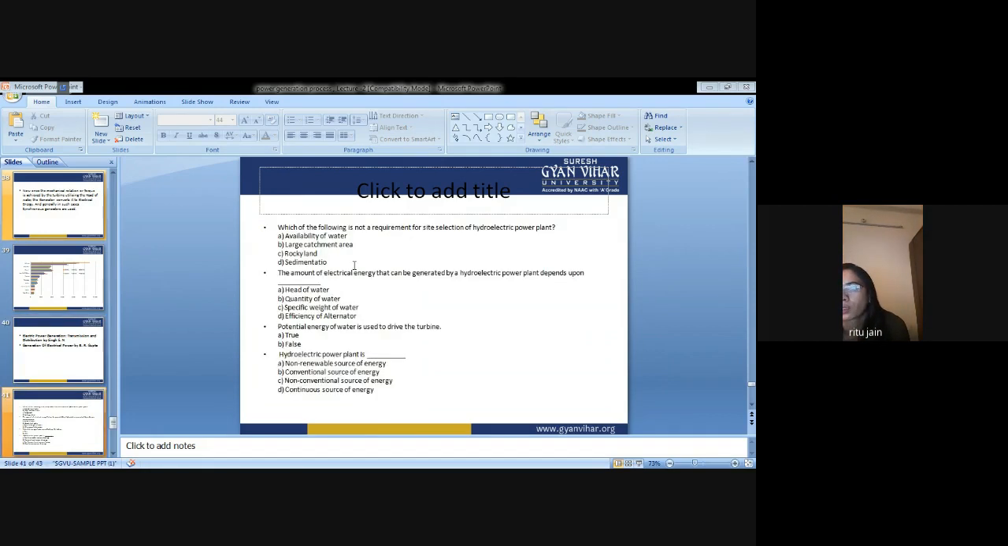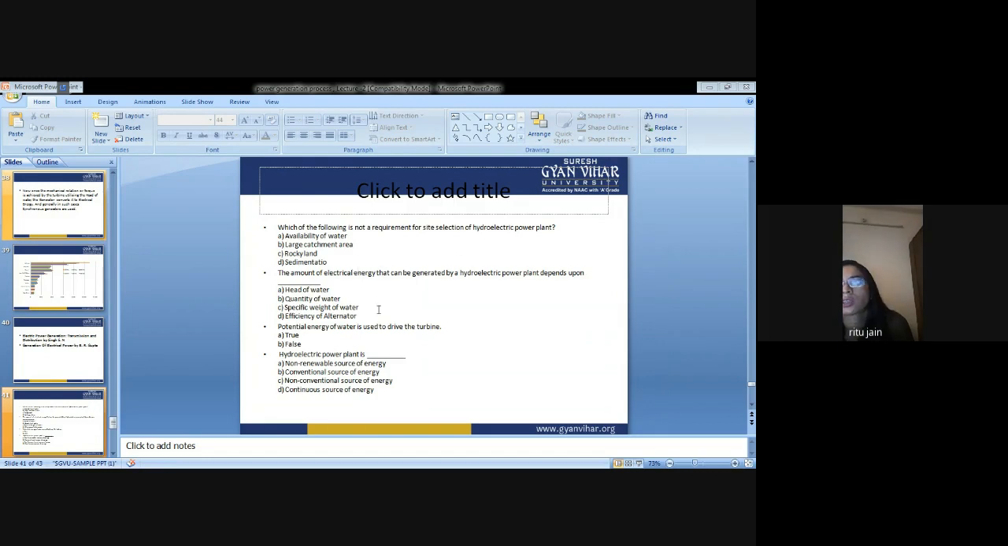Now, after this lecture, there are some questions, and you will be able to attempt them easily. The first question is: which of the following is not a requirement for site selection of a hydroelectric power plant? Availability of water, large catchment area: yes, it is required. Rocky land: yes, it is required. Sedimentation: no, it is not required for hydroelectric power plant site selection.